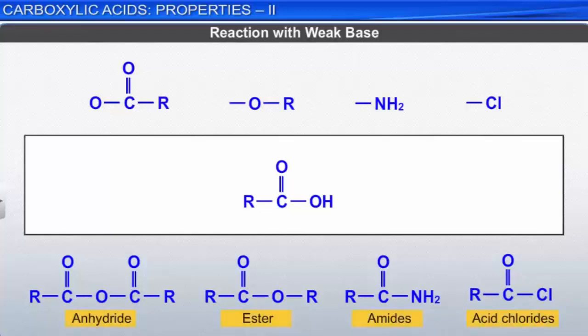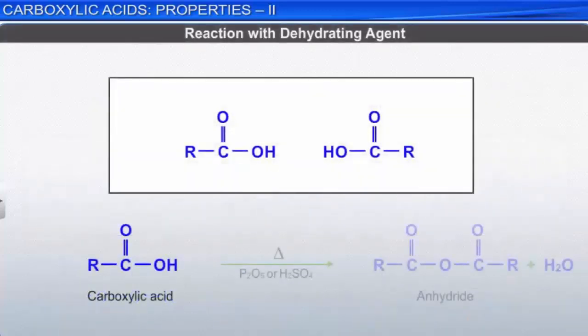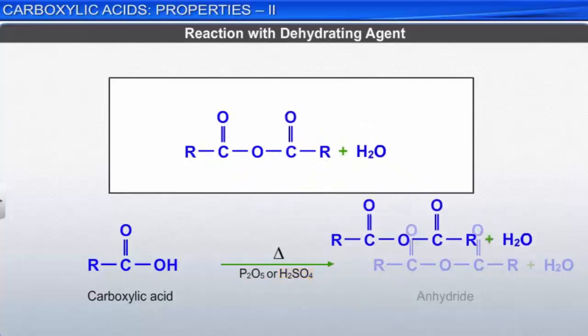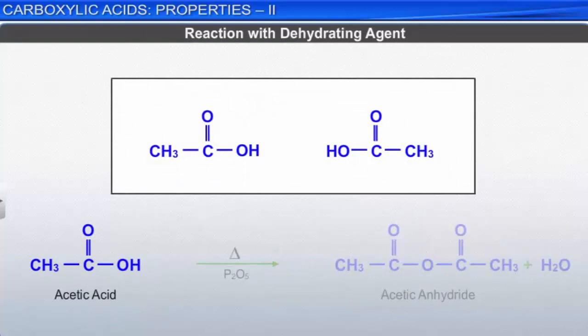On being heated with a dehydrating agent such as phosphorus pentoxide or with mineral acids such as sulfuric acid, carboxylic acids give the corresponding anhydride. For example, acetic acid, on heating with phosphorus pentoxide, loses a water molecule to form acetic anhydride.